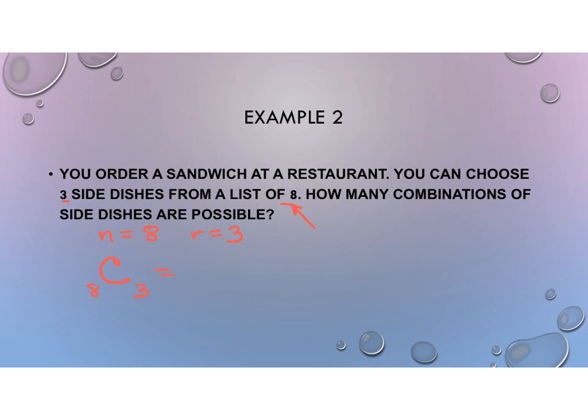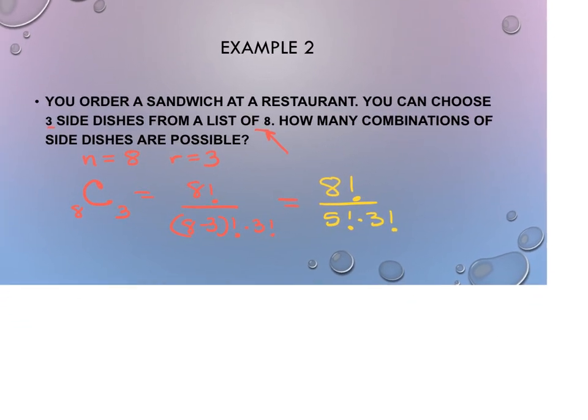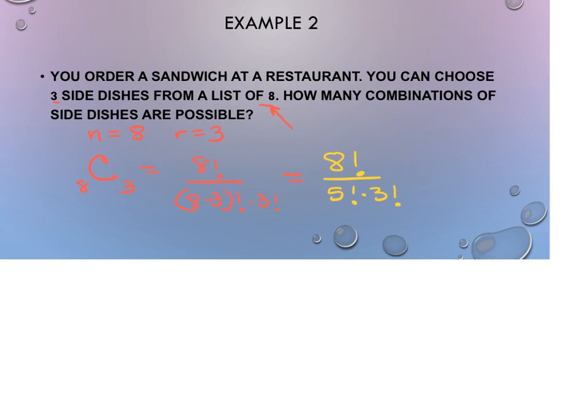So I'm going to be doing 8 factorial over 8 minus 3 factorial times the r factorial, which is 3. So now I get 8 exclamation point, 8 minus 3 is 5, and then 3 exclamation point. And now I need to expand this out. So I'm going to do the work down here.